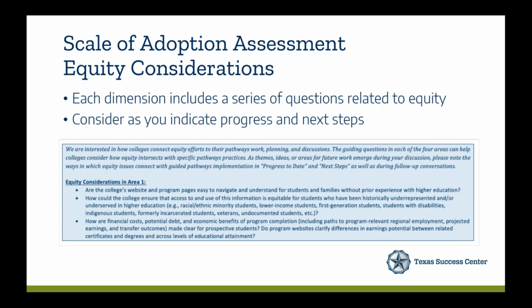So for example, the first one, are the college's website and program pages easy to navigate and understand for students and families without prior experiences in higher ed? So again, you don't need to necessarily write out your response to that, but if that gets you thinking, oh, I think that families who aren't internet savvy are going to have trouble finding this, what do we need to do? And it spurs your next steps. And please do include some of that in your Scale of Adoption Assessment.